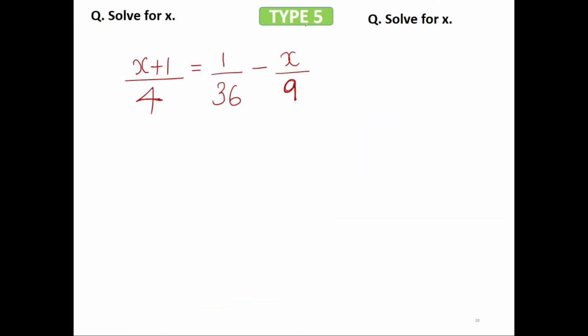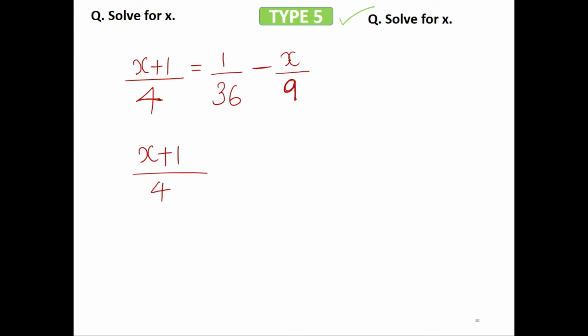Now talking about the last type for the day, which is type 5. It's just the rearrangement that you should understand. By now you have seen how to solve the type 4 question. So here the question will be in this form where you have to just rearrange, like x plus 1 over 4. You have a negative x over 9.